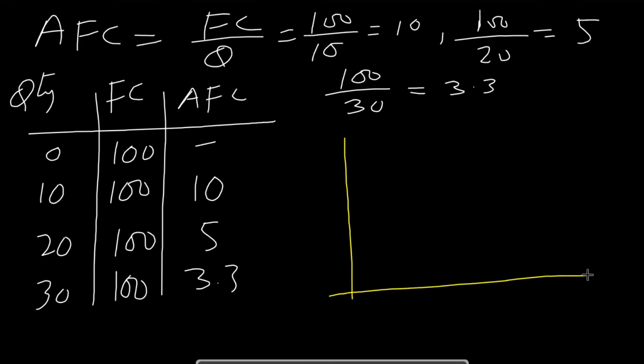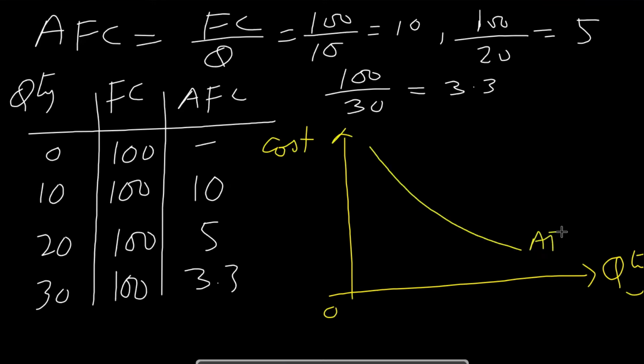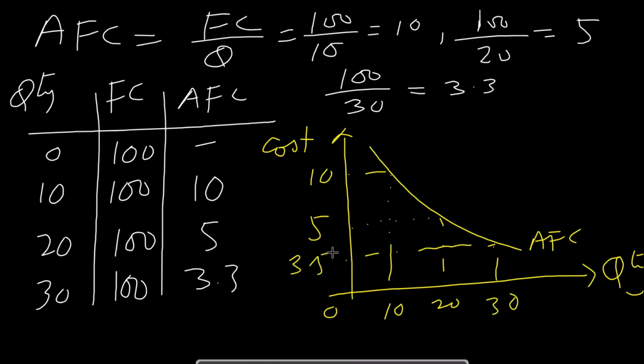And if we draw its graph, it will look like this. For example, we have quantity on the x-axis and cost on the y-axis. So the average fixed cost curve will look like this. This is AFC. If output is 10 units, average fixed cost is also 10. If output increases to 20 units, average fixed cost will fall to $5. And if we further increase output to 30 units, then average fixed cost will further fall to $3.3. So average fixed cost is always negatively sloped and it continuously falls with the rise in output.